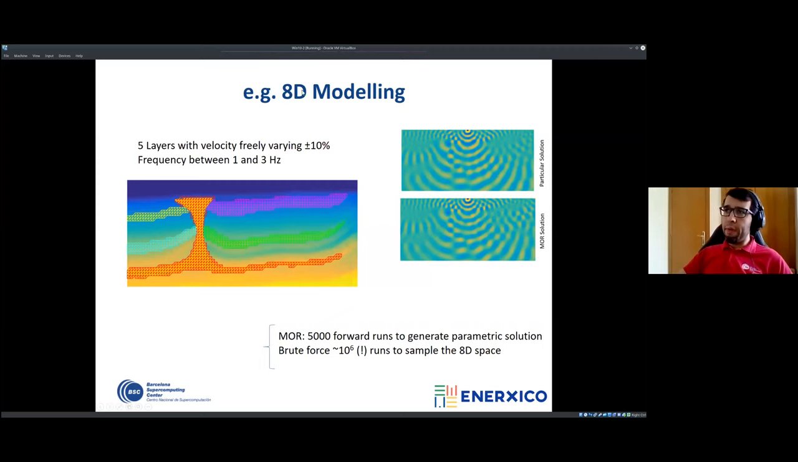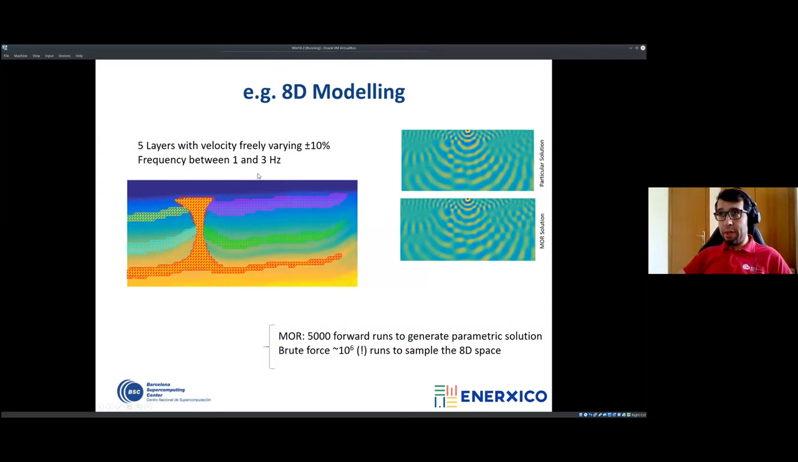So this is an example of eight-dimensional modeling. Let's assume that you have subsurface someplace, and then you have several layers, where the properties of each of these layers might be unknown, globally unknown. You don't really have an idea of what the exact velocity is at each of these layers. So we can use what is called reduced order modeling to model in an eight-dimensional space.